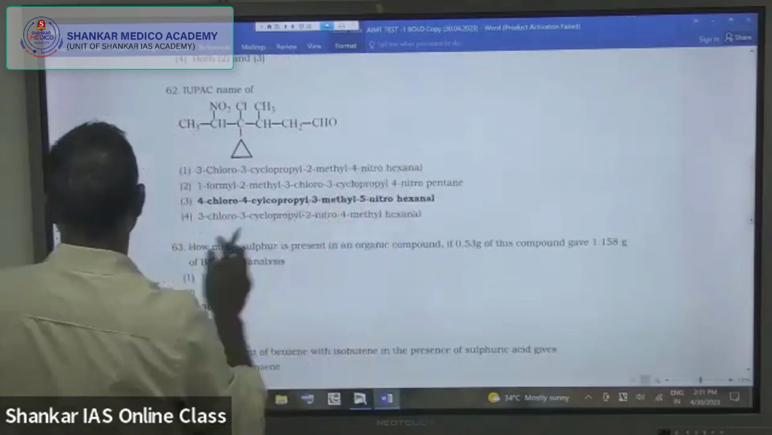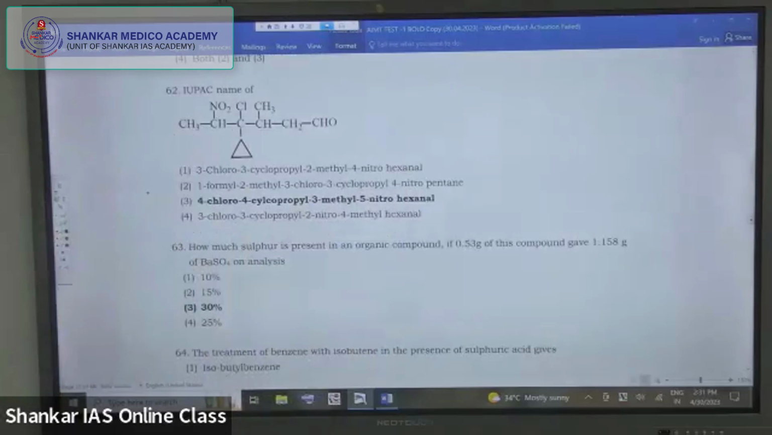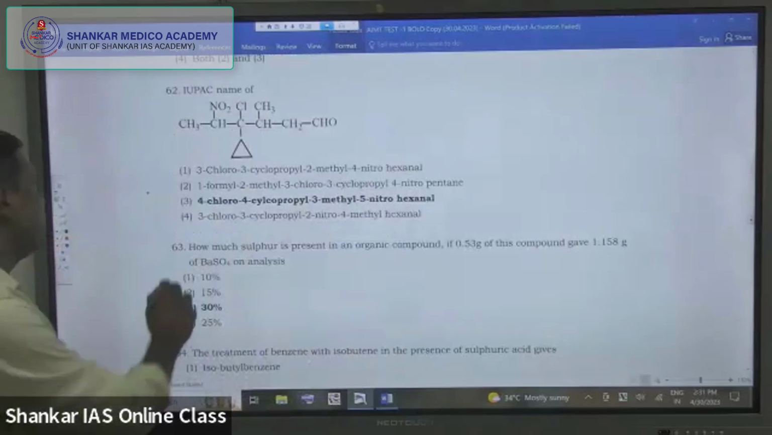Of course, this is also according to IUPAC rules and regulations. You have to go through it fully and carefully, and you have the different branches and all the prefixes. You have to put them in alphabetical order, so that this is the correct choice.